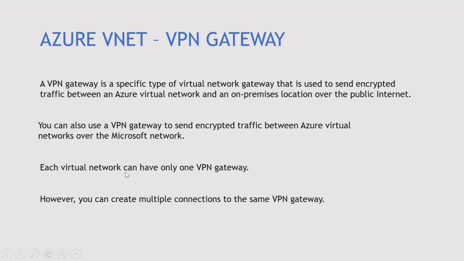Each virtual network can have only one VPN gateway. Means one VNet can have only one VPN gateway. However, you can create multiple connections to the same VPN gateway. We'll see in coming slides what these multiple connections to the same gateway are.